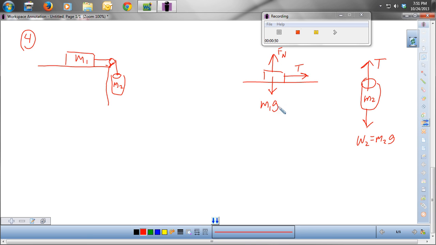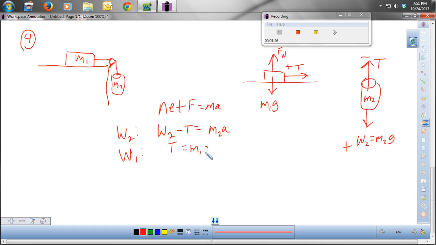So now I'm going to write my equations from net F equals ma. But I need to assign some directions. I said that if I believe that it's going to accelerate that way, I'm going to make this be positive. This tension will be negative, and that tension has to be positive, so they'll cancel. So I'm going to do weight 2 first. That's the one hanging. And I say W2 minus T is equal to M2A. And then one that's setting on the table is W1. And it's T equals M1A.